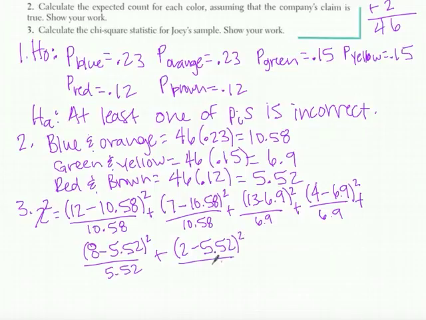Square that over 5.52. So basically, you would take all of these and plug them into the calculator. When you did that, you would get 11.3724.